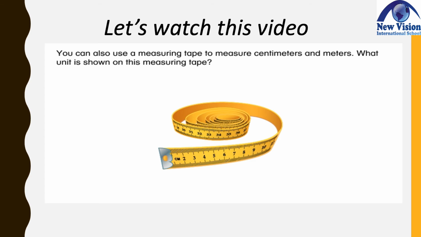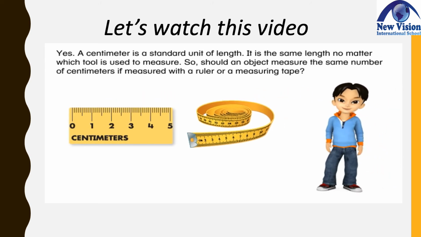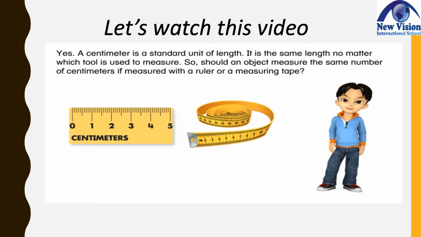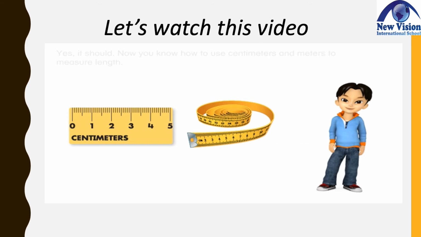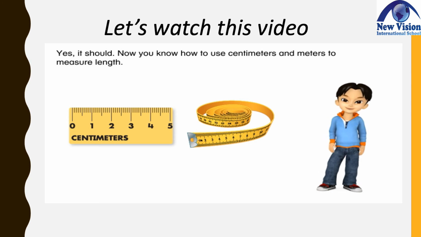What unit is shown on this measuring tape? Centimeters are shown on the measuring tape. Are these centimeters the same size as centimeters on the ruler? Yes. A centimeter is a standard unit of length. It is the same length no matter which tool is used to measure. So, should an object measure the same number of centimeters if measured with a ruler or a measuring tape? Yes, it should. Now you know how to use centimeters and meters to measure length.